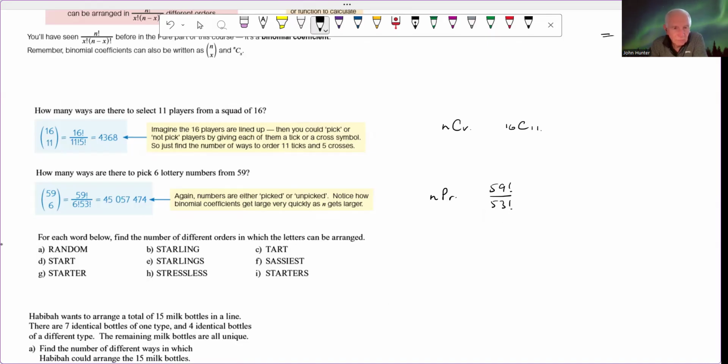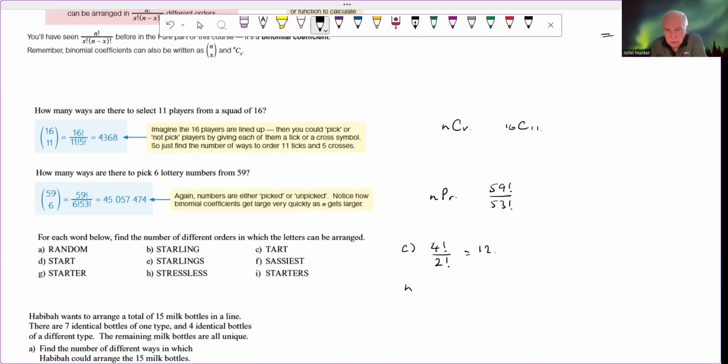So for each word below, find the number of different orders in which the letters can be arranged. Well, we don't have to do all these really, but let's do tart. Okay, so we've got 2 T's in there. If it's T1 and T2, it would be 4 factorial, but we need to factor out. So it's going to be equal to 4 times 3, which is equal to 12.